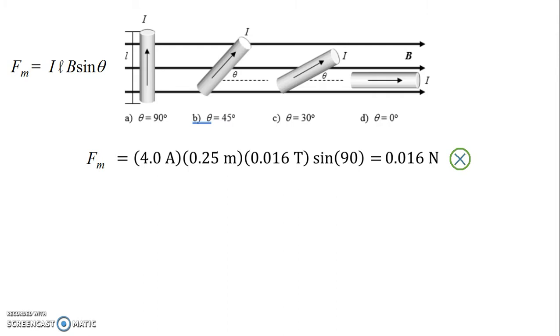Then we twist our wrist so we can comfortably curl our fingers to the right. The magnetic field is pointing to the right. And you should see your thumb is pointing into the page. We show into the page with the X. That's the tail of the arrow. The circle here is the optional part, but the X is the important part.